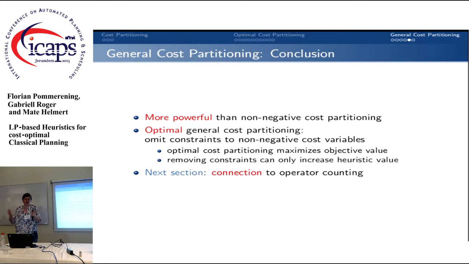And that's what we call general cost partitioning. It's strictly more powerful than what we call non-negative cost partitioning, what we previously always had. Of course, we can also compute an optimal general cost partitioning as we did before, mainly by omitting the constraint that the cost variables must be non-negative. And since omitting constraints can only improve the objective value, this can only improve the heuristic estimate.